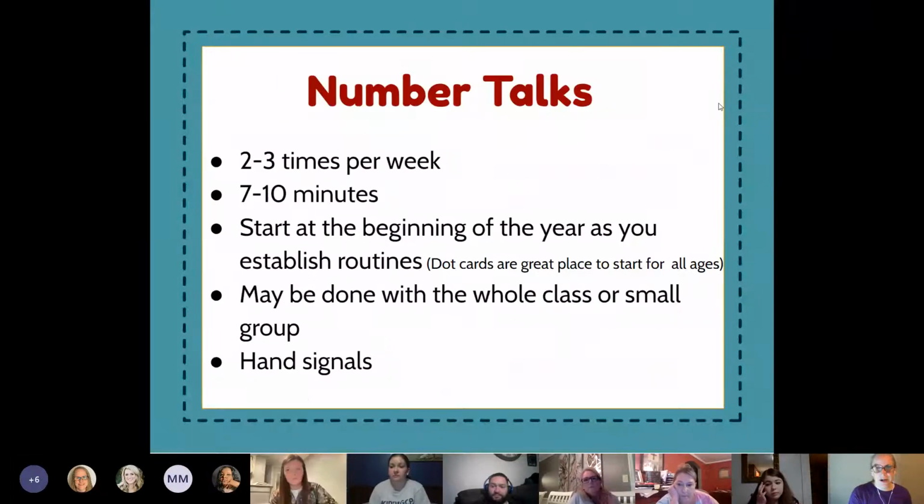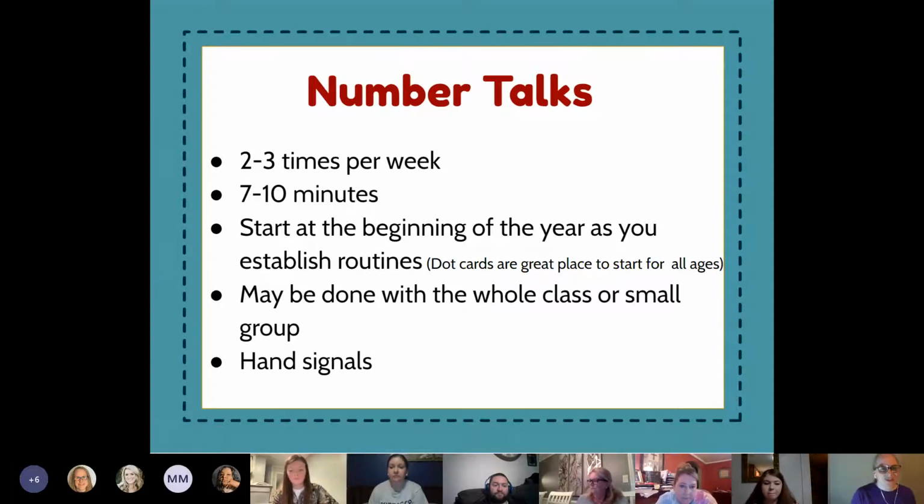Remember that number talks are short number routines. They last between 7 and 10 minutes. It's recommended that you do them 2 to 3 times a week, but I personally do them nearly every day in my classroom. You typically want to start them at the beginning of the year so you can establish that routine, and it helps to establish your positive classroom norms.